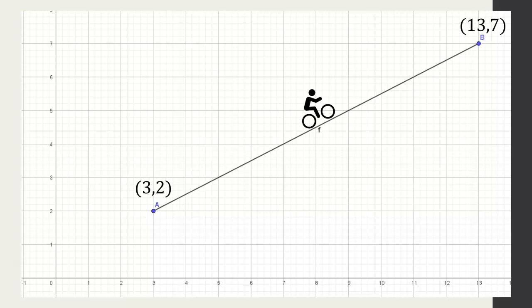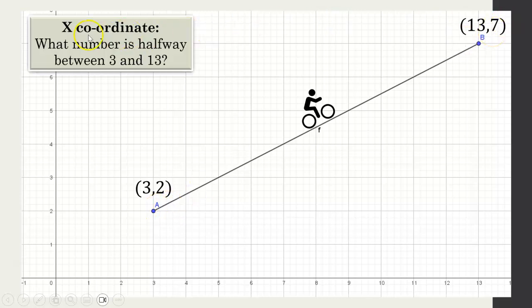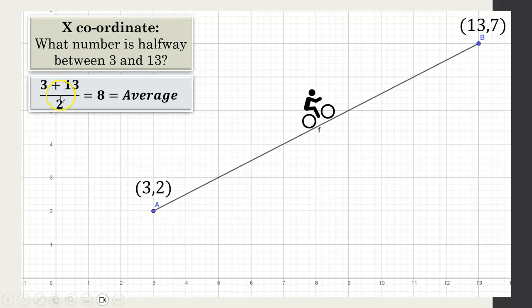Now what we're going to do is the exact same thing. I want to find halfway up the hill, so halfway between A and B. First off, look at the x-coordinate. What number is halfway between 3, the x-coordinate here, and 13? So it's halfway between 3 and 13. Now this is a little bit more tricky. You can kind of think about it, but another way of doing it is just finding the average.